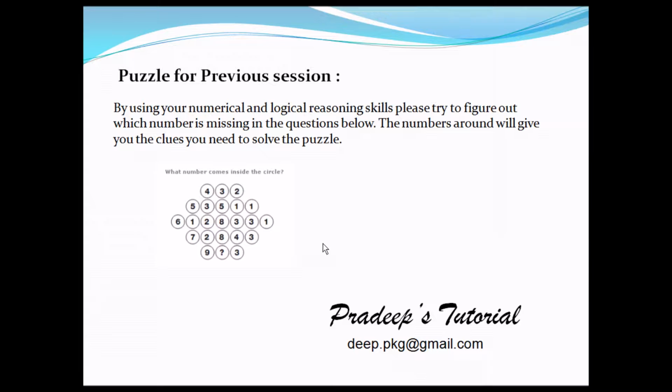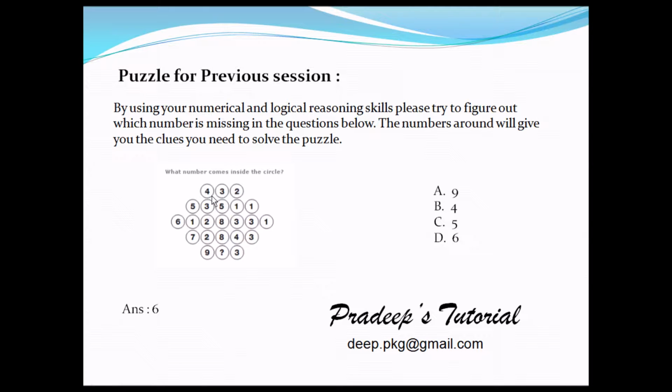So the puzzle was, by using your numerical and logical reasoning skill, please try to figure out which number is missing in the question below. The numbers around will give you the clues you need to solve the puzzle. So I have given the hint. It was A9, B4, C5, D6. Those who have solved, very good. But those who weren't able to solve, this is the answer, and I'll tell you how 6 is the answer.